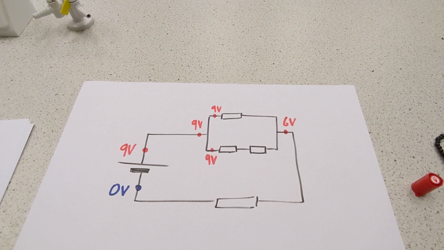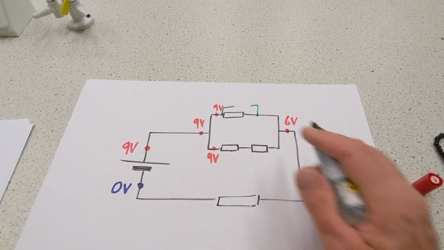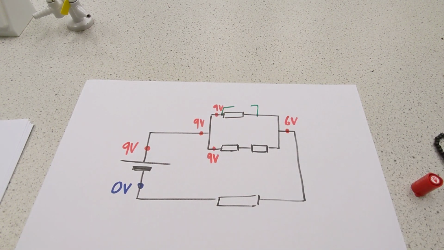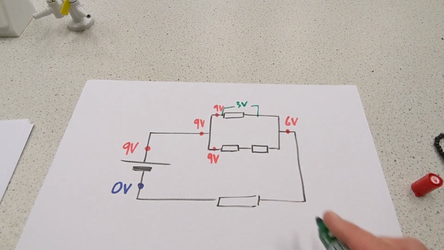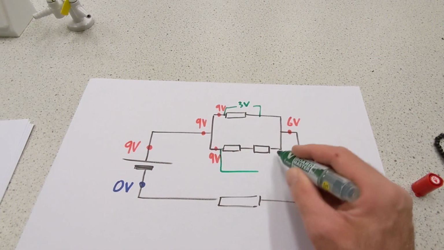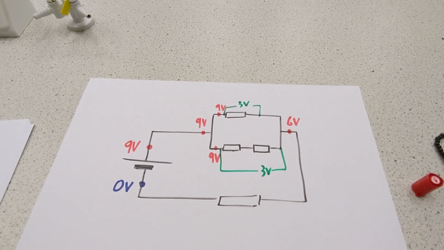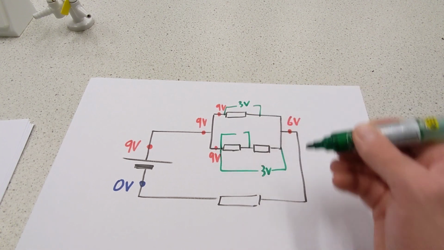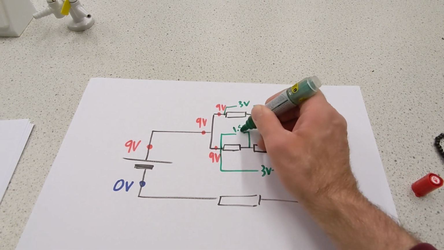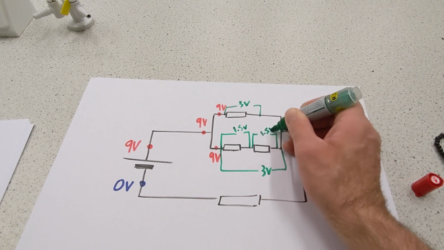Well, what does that mean? Well, that means the potential difference across this resistor is going to be 9 subtract 6, 3 volts. And the potential difference across these two resistors is going to be 9 subtract 6, 3 volts. And maybe they're the same resistor, in which case the potential difference between these two would be 1.5 volts, and the potential difference between these two would be 1.5 volts.